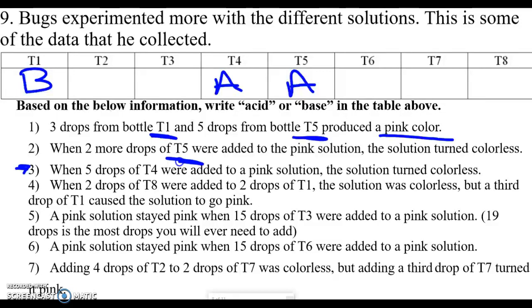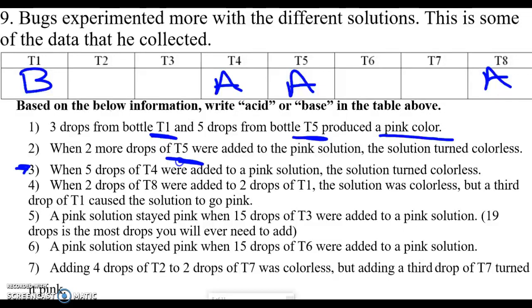Number 4, when 2 drops of T8 were added to 2 drops of T1, the solution was colorless. But a 3rd drop of T1 caused the solution to turn pink. So that means T1 is a base, and T8, therefore, must be an acid. Again, you need the acid and the base together to get the pink, because the phenolphthalein is in the acids.